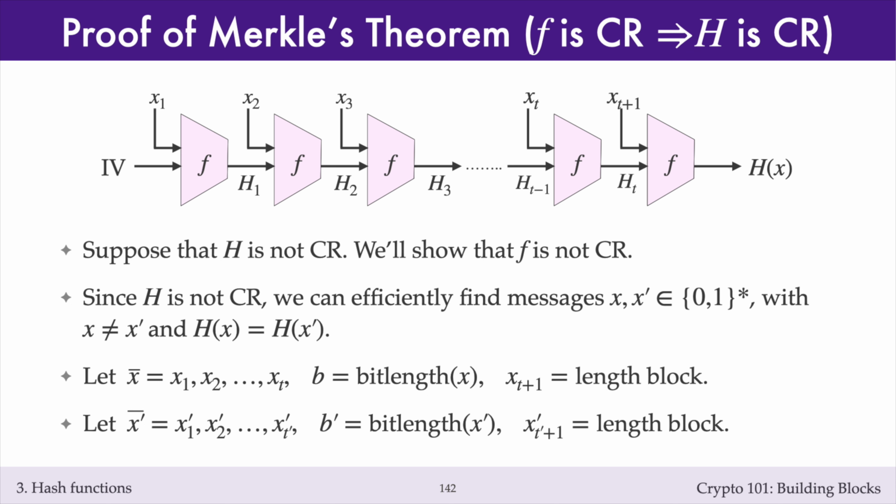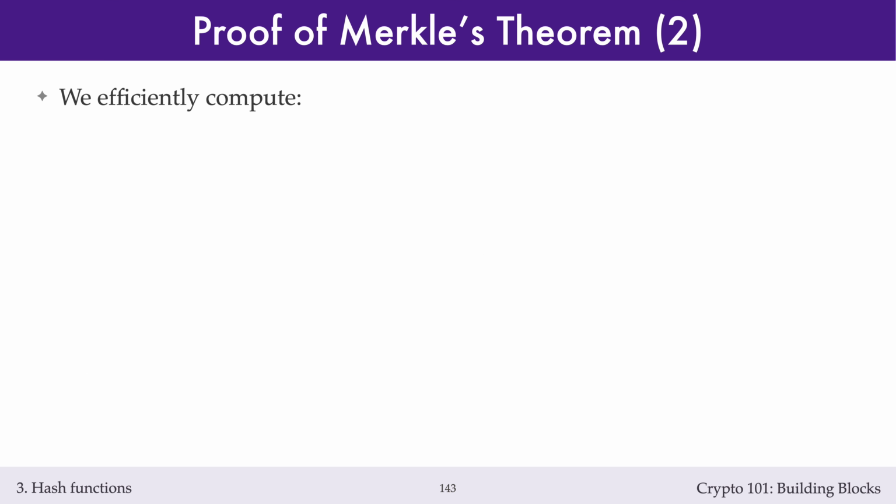Similarly, let the blocks of X' be X1', X2', up to XT'. Let B' be the bit length of X', and let X'(T'+1) be the length block. We can now efficiently hash the messages X and X'.